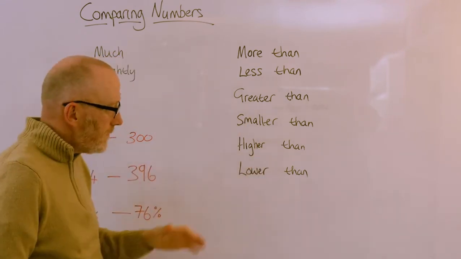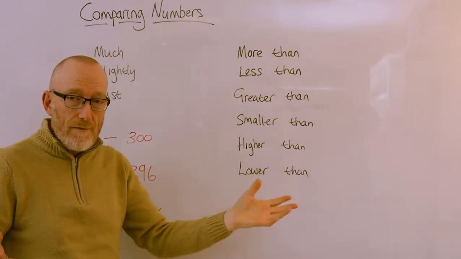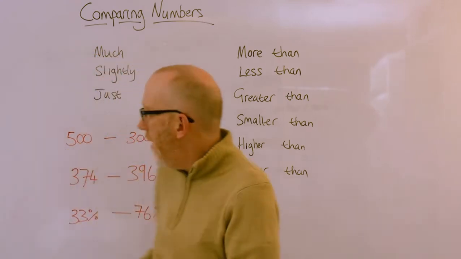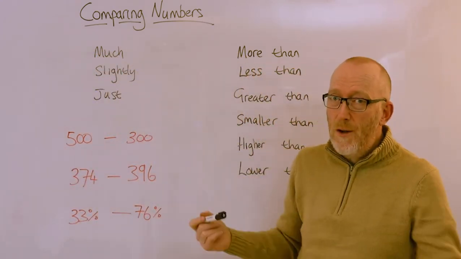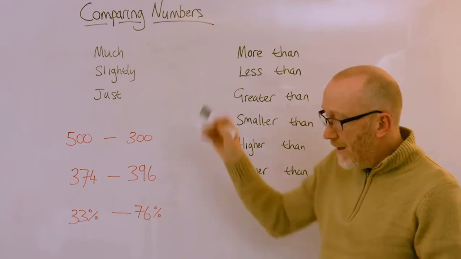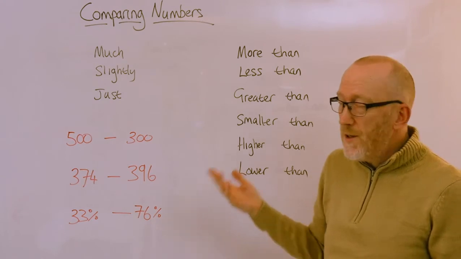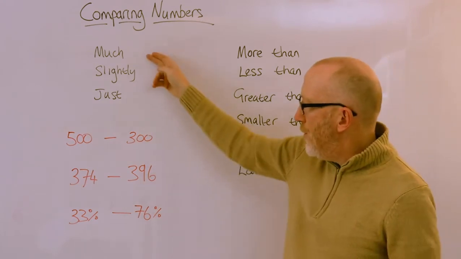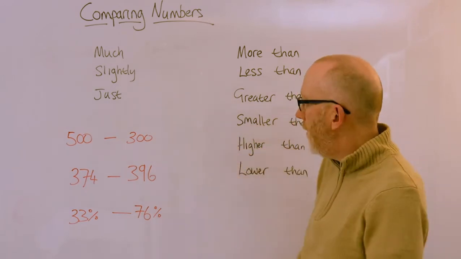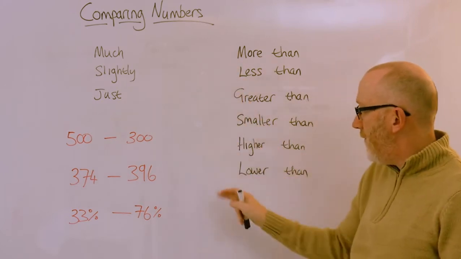Okay? But what we can do with these standard words or standard phrases is just make them a little bit better with the addition of one or two extra pieces of vocabulary. And again, there are a lot of choices out there. I have just chosen 3, which I think would probably suit most of you most of the time. Much, slightly and just. Okay? And we can very easily use much, slightly and just with either of these.